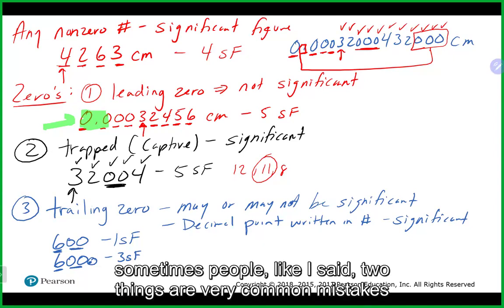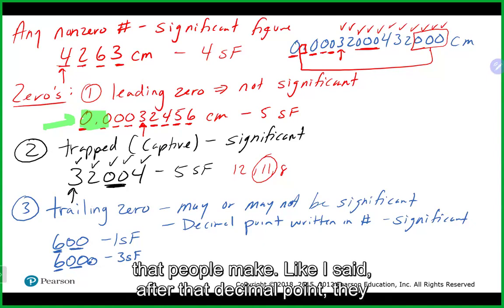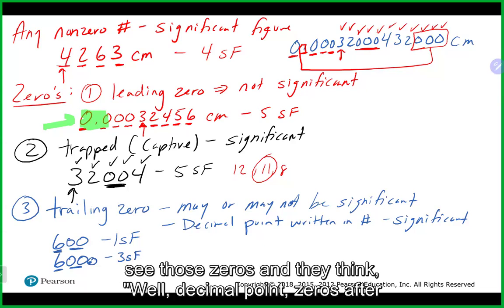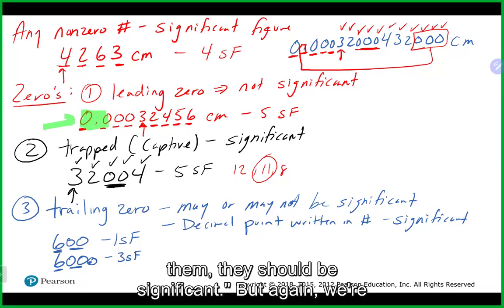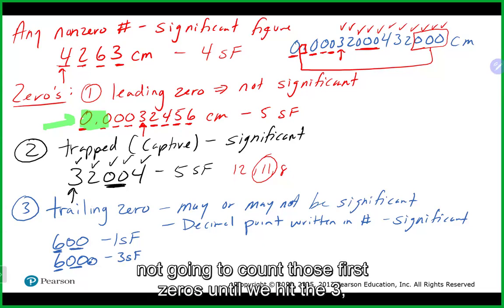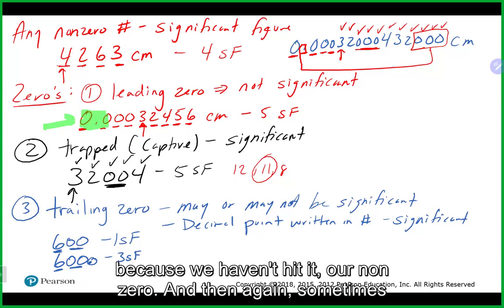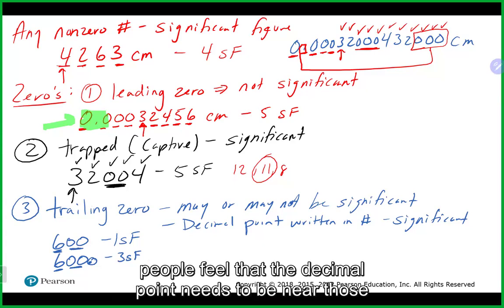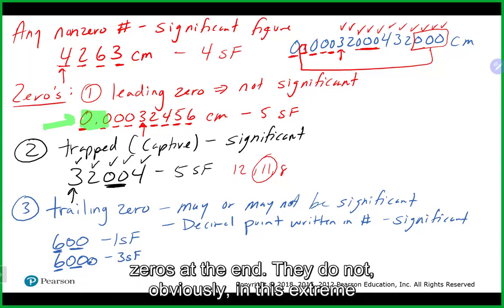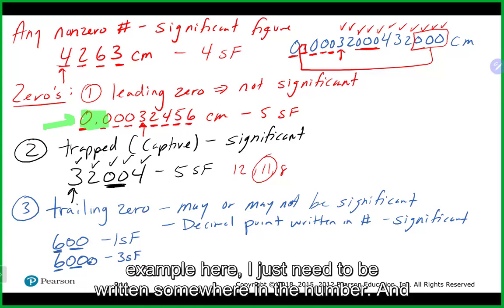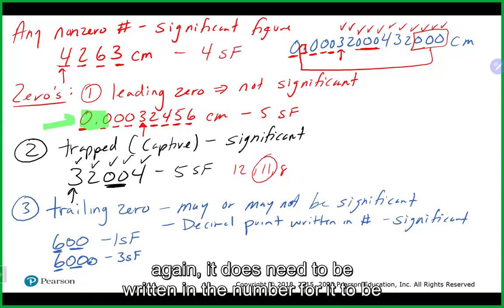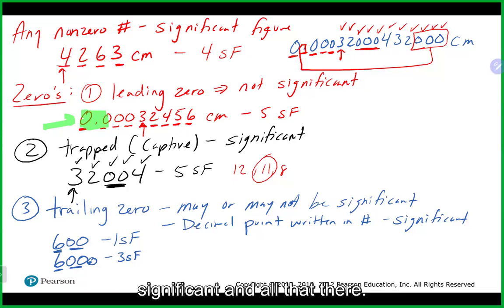So again, two things are very common mistakes that people make. After that decimal point, they see those zeros and think, well, decimal point, zeros after it, they should be significant. But we're not going to count those first zeros until we hit the 3, or a non-zero. And sometimes people feel that the decimal point needs to be near those zeros at the end. It does not. In this extreme example, it just needs to be written somewhere in the number. It does need to be written in the number for the zeros to be significant.